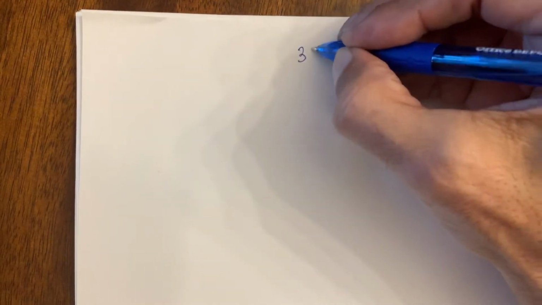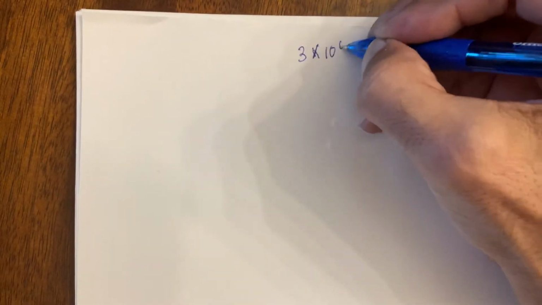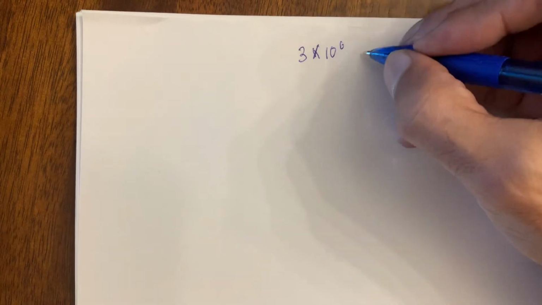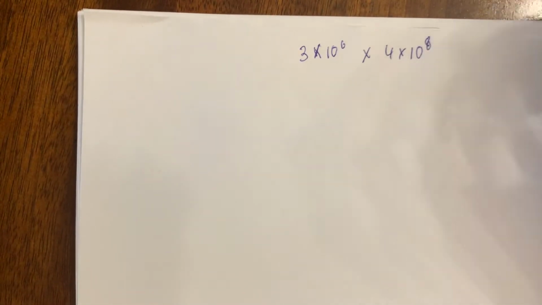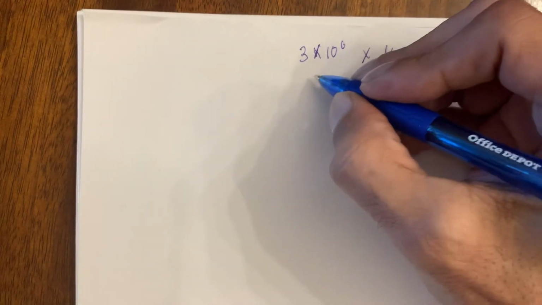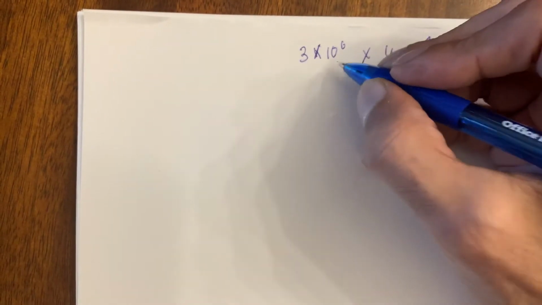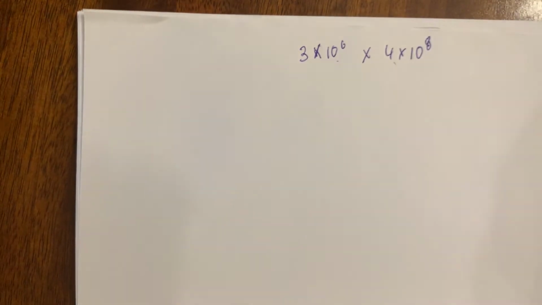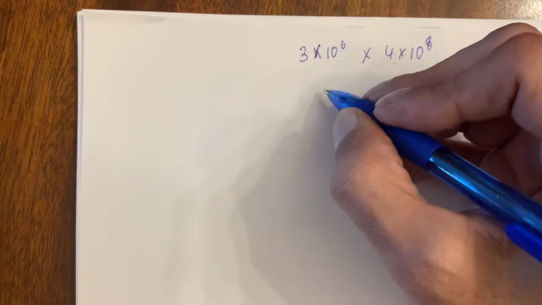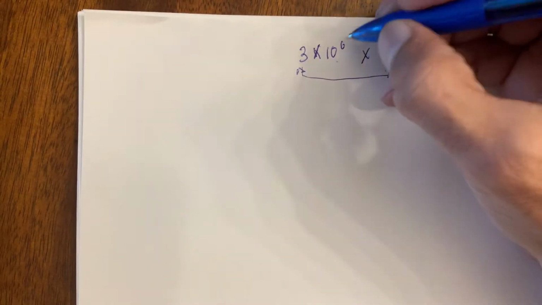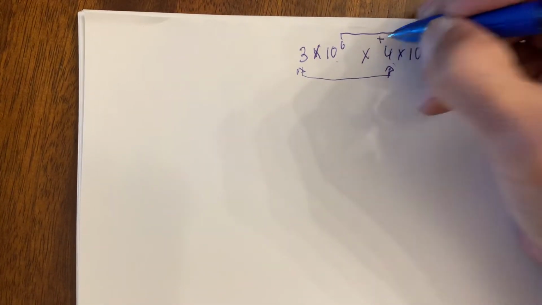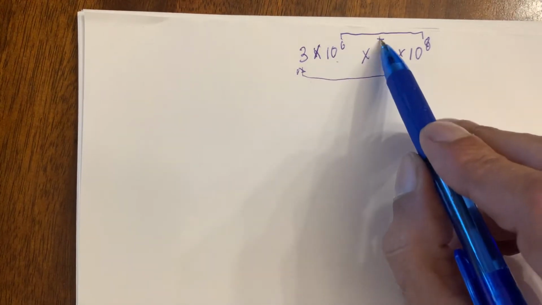Next, we're going to look at multiplying quantities that are in scientific notation. So let's say I have 3 times 10 to the 6 times 4 times 10 to the 8. Well, really, this is 3 with 6 zeros and 4 with 8 zeros. And when we work this through, we multiply these two and we add the exponents, because it's multiplication, that's an add.